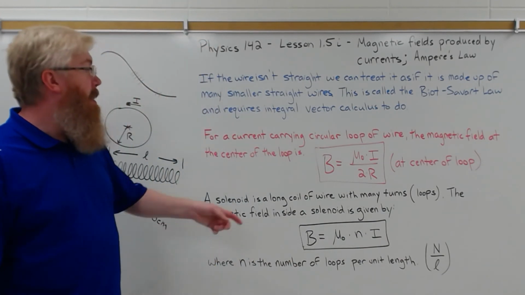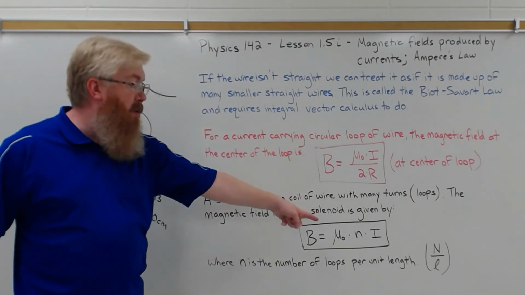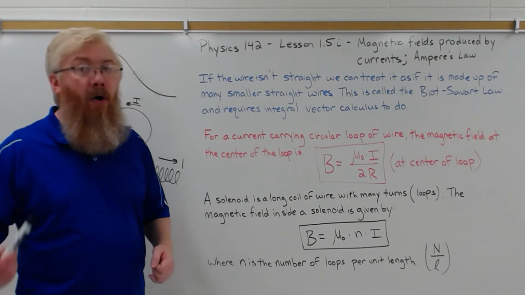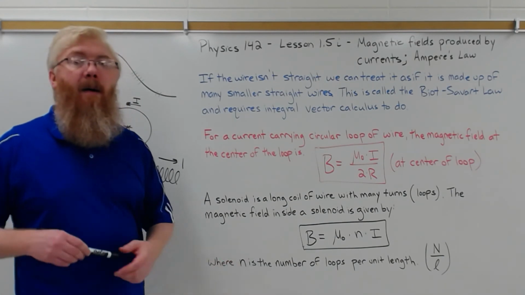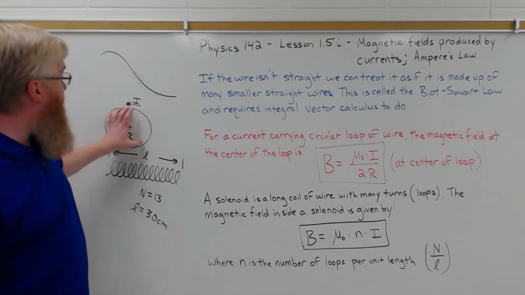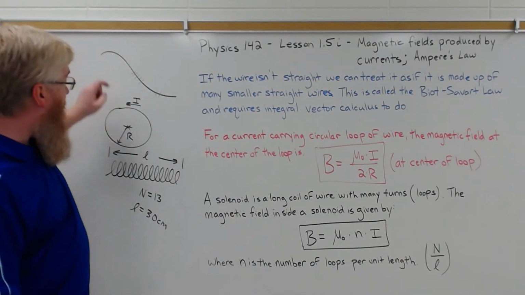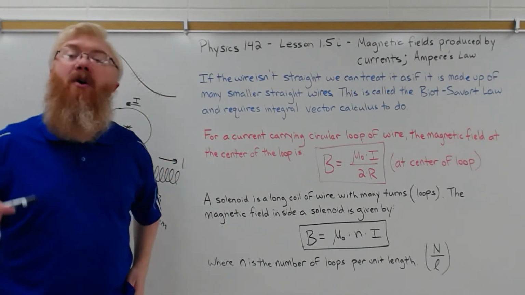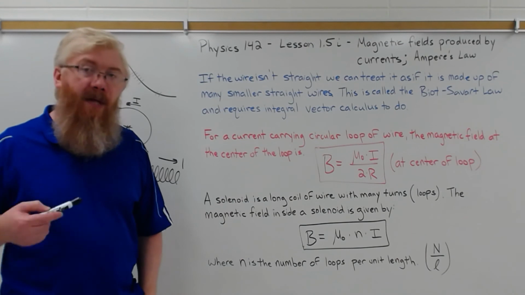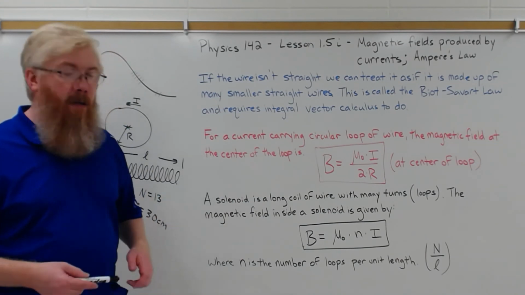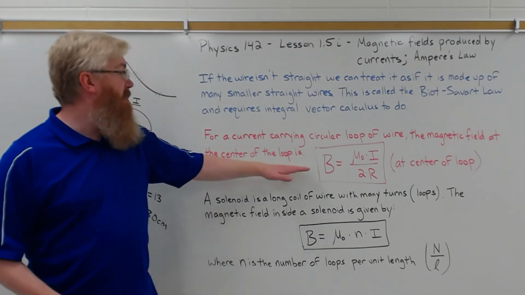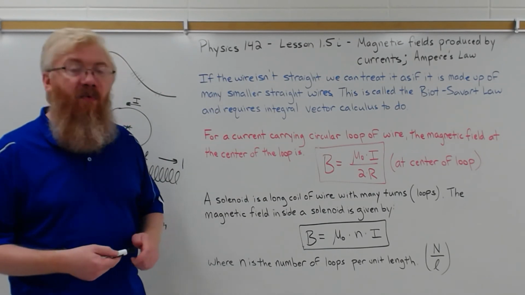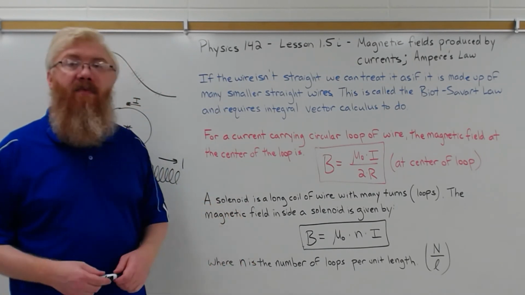Once again, no current, either for a single loop or for a solenoid. No current, no magnetic field. A magnetic field exists in a single loop of wire or near a wire or in a solenoid only if current is flowing through that circuit. So here we have the magnetic field for a single loop of wire, and here we have the magnetic field for a solenoid.